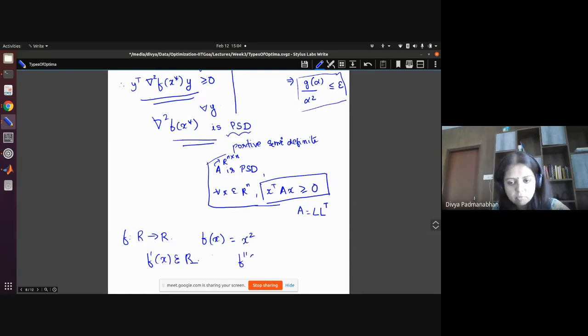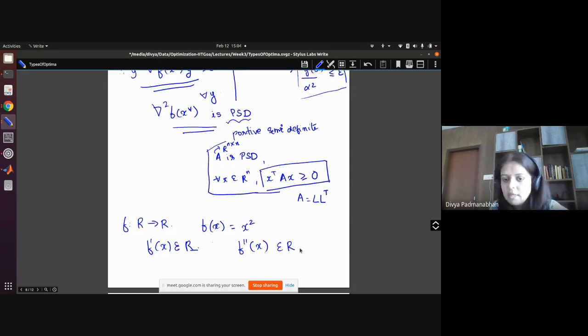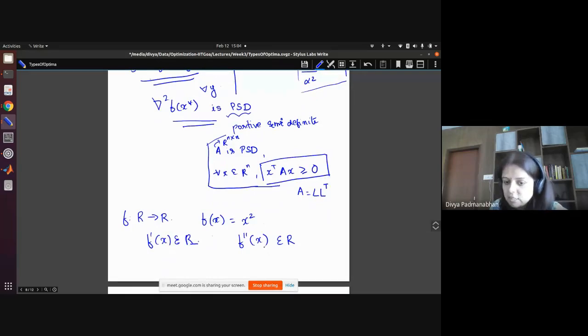Now the second derivative, the Hessian here, is just the second derivative, so it's also going to be in R. So for this case, the equivalent condition is f double dash is greater than or equal to 0. Think of a matrix having just a single entry, one single number in a matrix, and that is positive semi-definite. That's what this condition is.